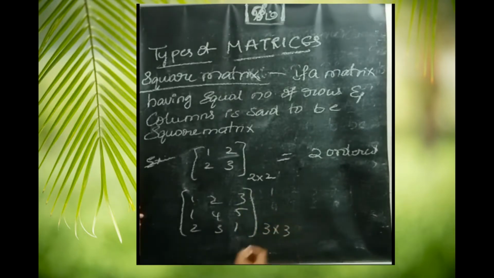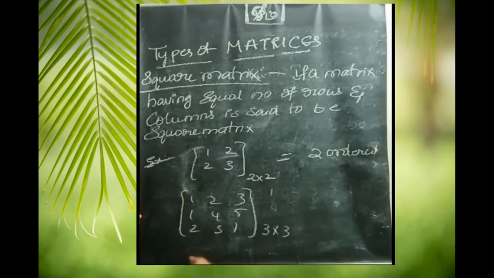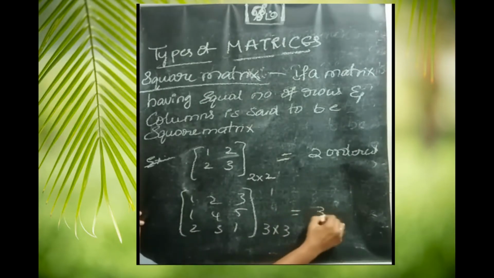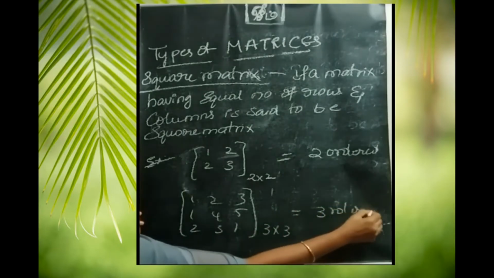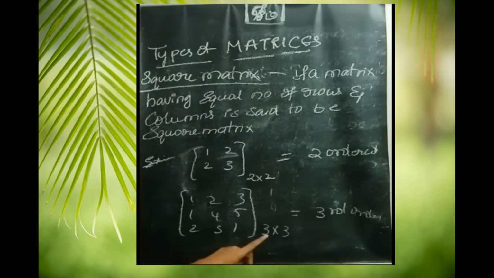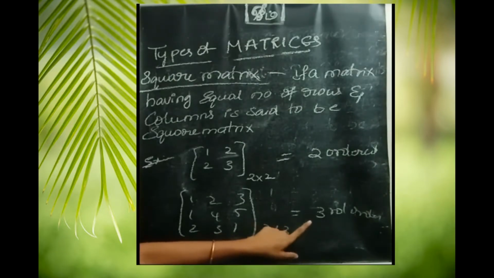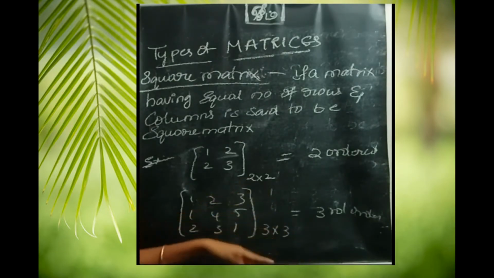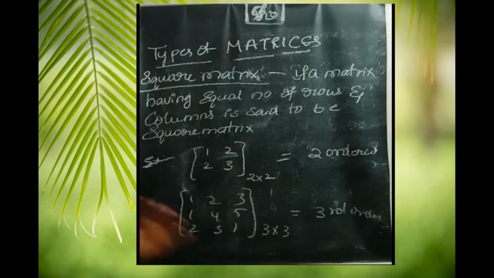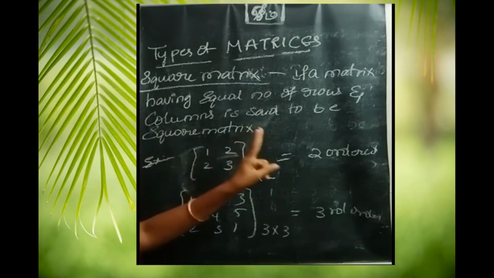3 by 3. So 3 rows, 3 columns. So third order. If it is the same only, then only you can write like this. Okay. 4 by 4 means fourth order. Fourth order matrix. You can say the square matrix of order is 3. The square matrix of this matrix is 2.